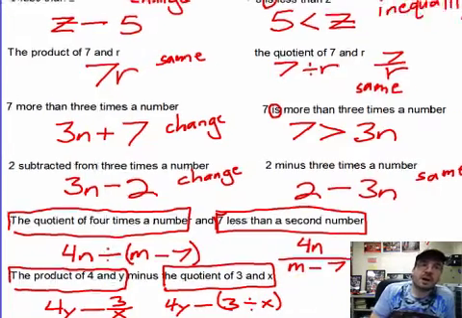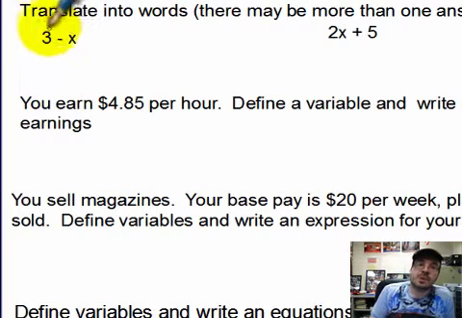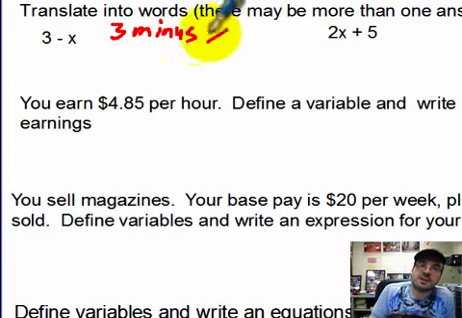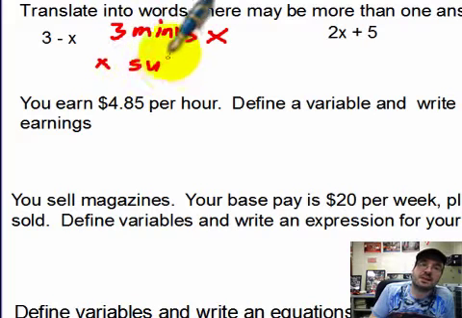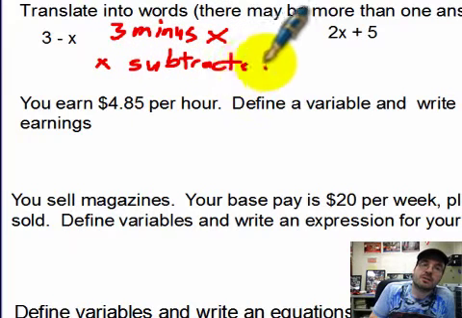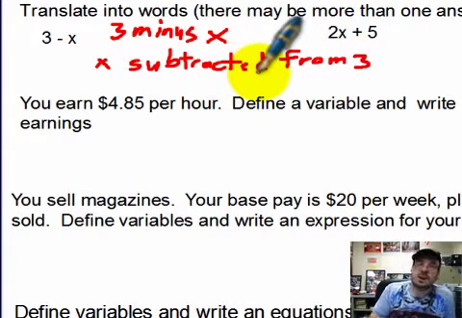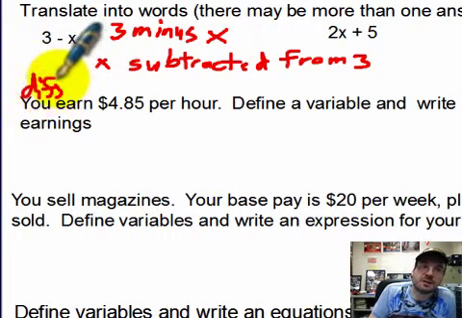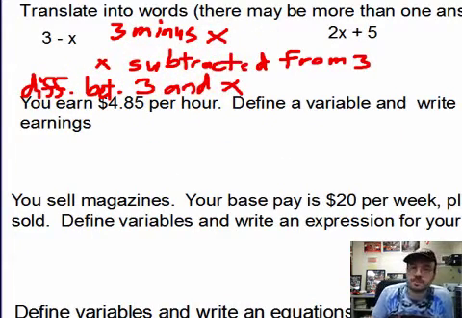Alright? So, now let's go in reverse. We're going to translate into words, and there could be more than one answer. I would probably do this as 3 minus x. It's usually, I think, the easiest because the order stays the same. You could do x subtracted from 3 if you want to change the order. You could do the difference between 3 and x, whatever you want to do, okay?